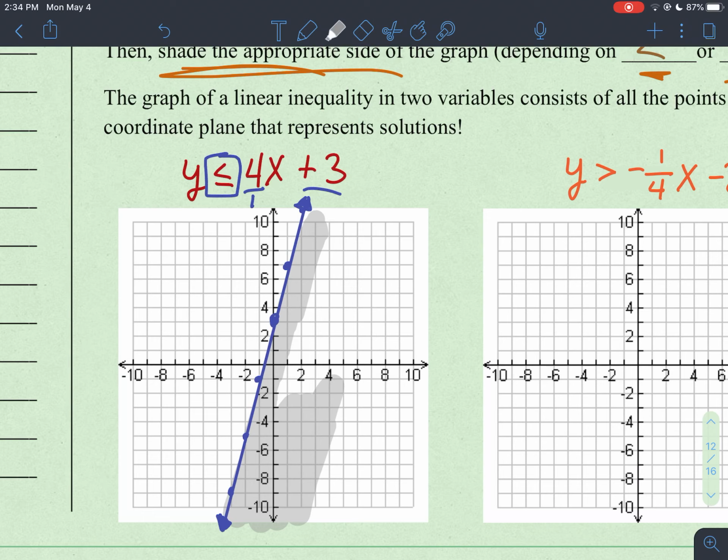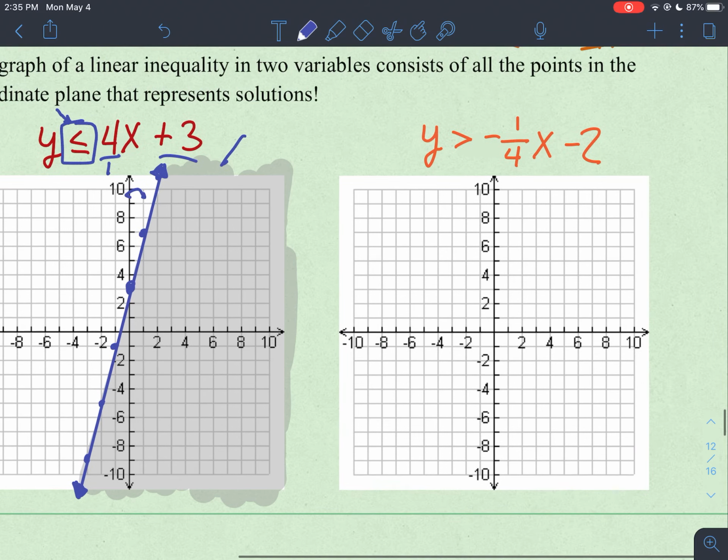Now it's nice with the iPad because I can use the highlighter tool and do that. But if you have a pencil or a pen, you're going to want to lightly shade on that line. And you'll see why once we start talking about systems of these. But there you go. That is y is less than or equal to. It is a solid line, and we're shading the bottom side of that line.